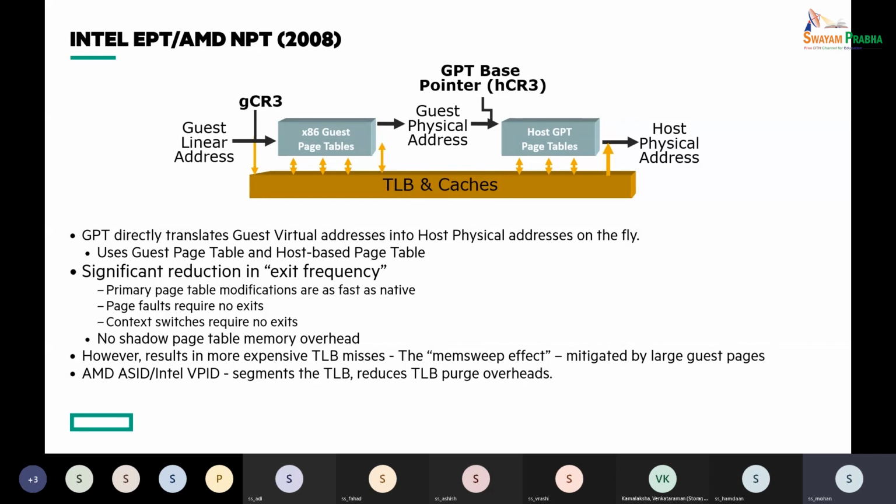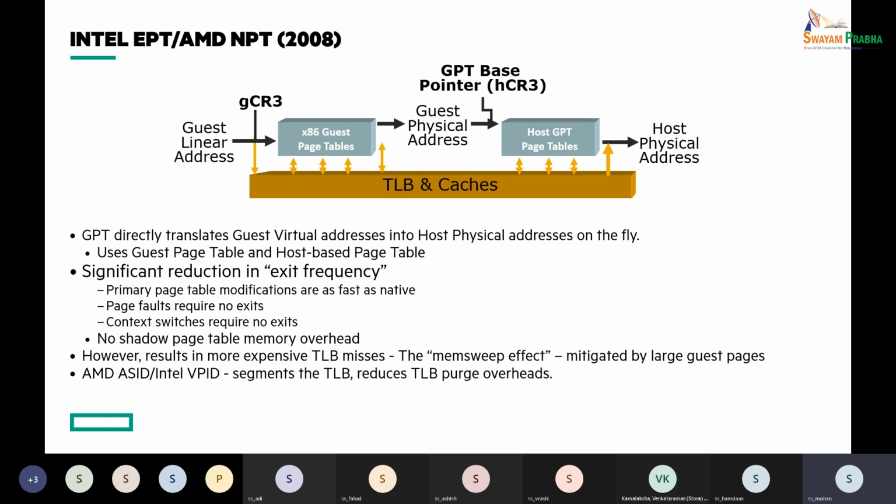But one issue was that it did result in more expensive TLB misses. I'm not sure if you talked about this in the first week, but the TLB is called the translation lookaside buffer. Basically, it keeps a cache of the mappings of virtual address to physical address, and the processor maintains this. If something is not in the TLB, it has to do this hardware walk. Whenever you miss something in the TLB, it's called a TLB miss, and you have to do a hardware walk to be able to get to the actual address.